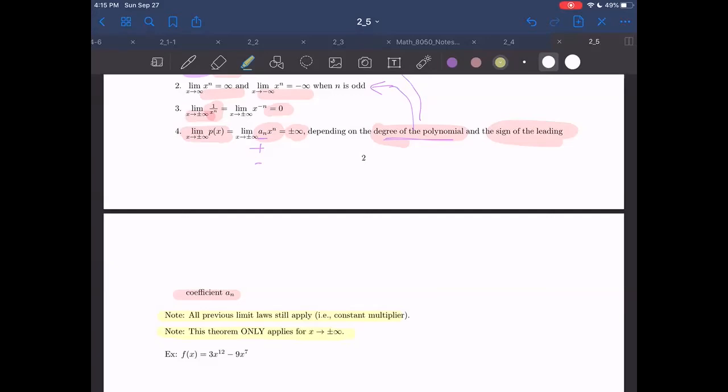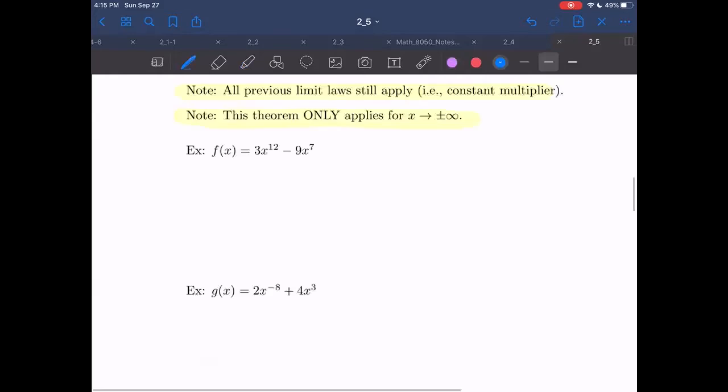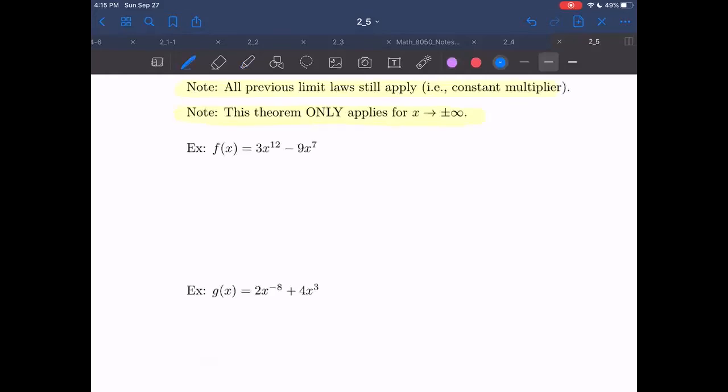All right, so let's do a couple of examples. If we're looking at our function here, it's the same function from earlier, we're just going to do it a little differently now that we have this theorem that we can use. So we've got the limit as x approaches positive or negative infinity of our function.